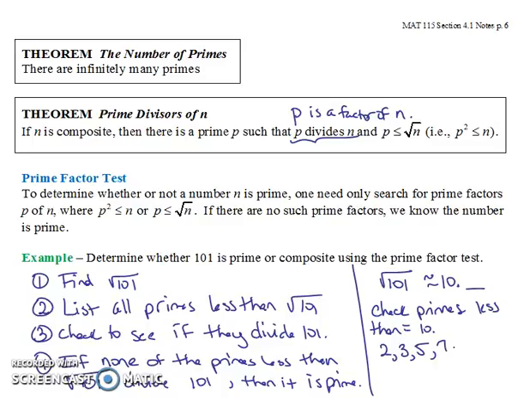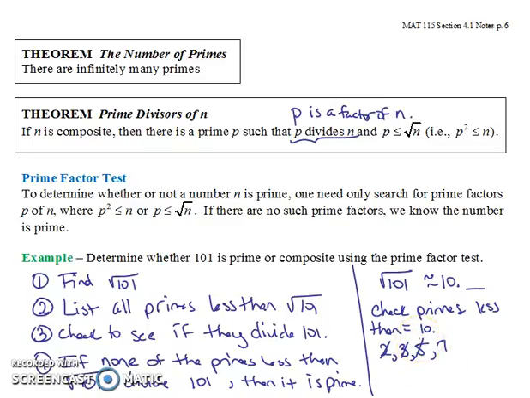101 clearly isn't divisible by 2. 101 is also not divisible by 3. You can just check it and see. One quick way to see if a number is divisible by 3 is to add up the sum of the digits. The sum is 1 plus 0 plus 1, which is 2, and it's not divisible by 3. That's an odd test, but it works. Not divisible by 5 because it doesn't end in 0 or 5.